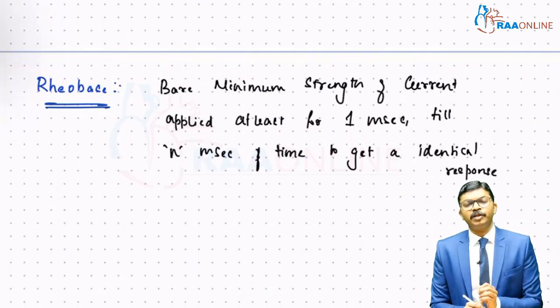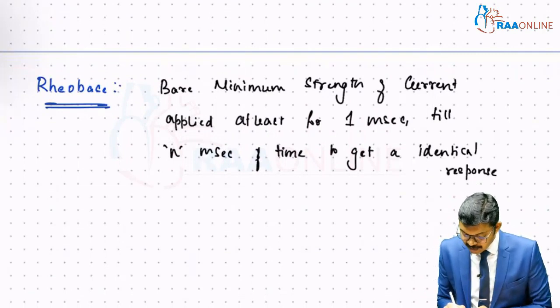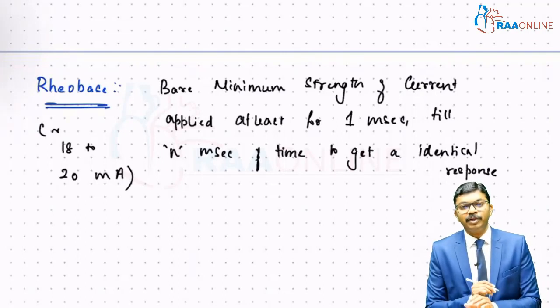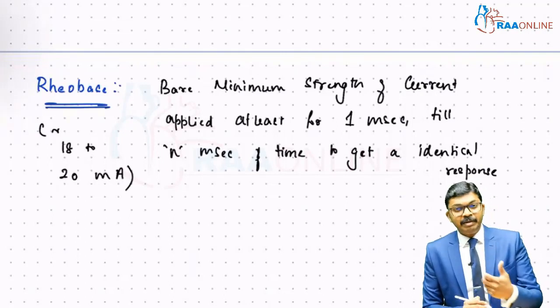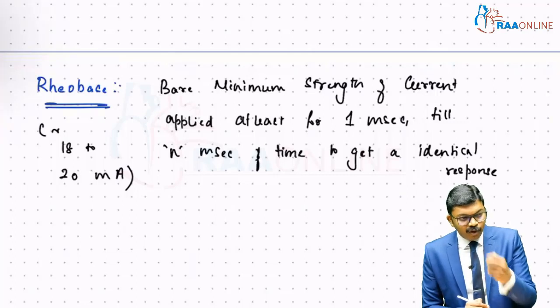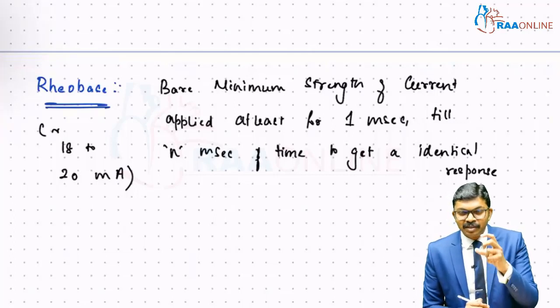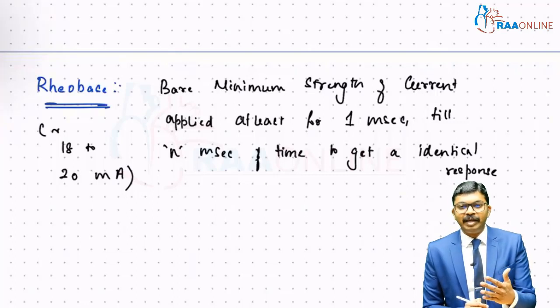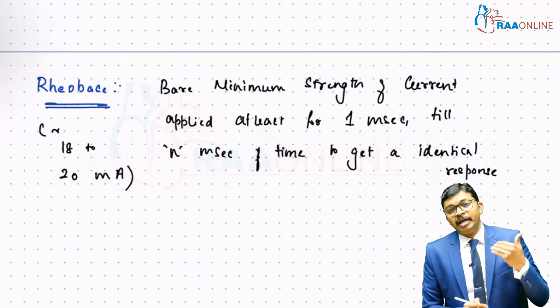This bare minimum strength of current is called rheobase, guys, and this rheobase is on an average of 18 to 20 milliamperes. That's going to be rheobase, guys. Alright, in an experimental setting, if you look for a response in a muscle specimen, you at least have to apply a current of 18 to 20 milliamperes. It doesn't matter. The time can be of any duration.